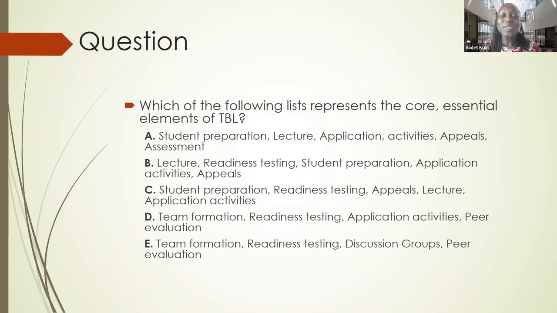Okay, so D is the correct answer. A TBL has four essential elements. So you first form the teams outside of class. Then the second element is readiness assurance, where the students do a test individually and take the same test as a group, and the tests are based on the pre-work that they did outside of class. Then the students engage in the application activity, then there's peer evaluation.